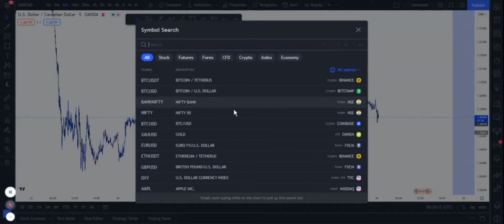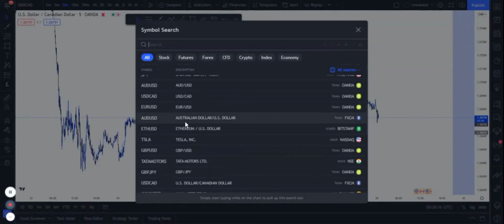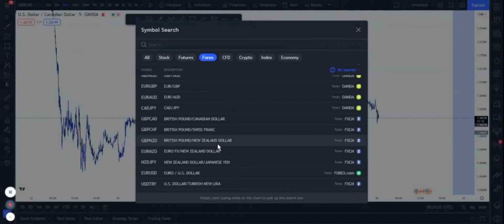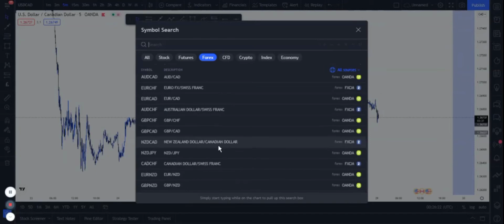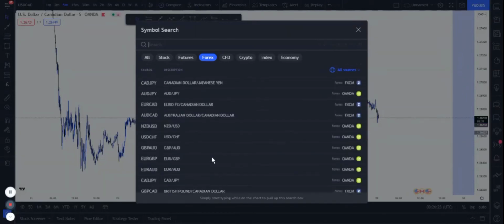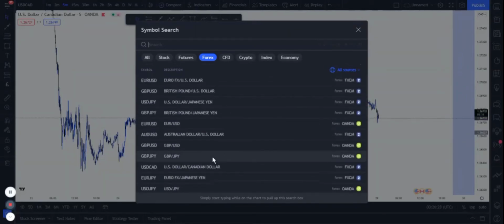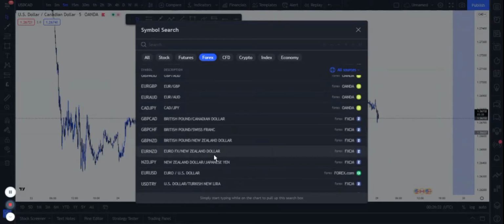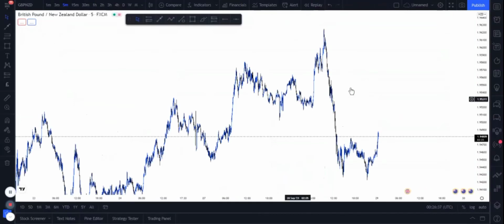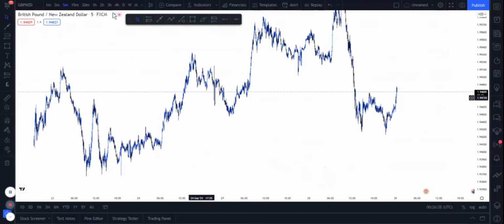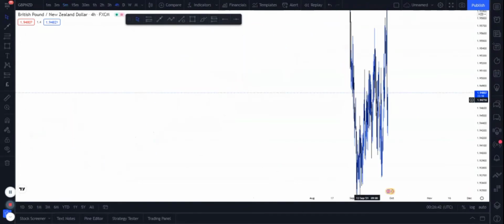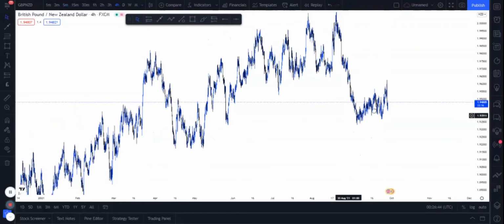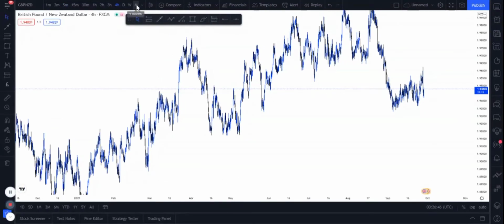I'm going to do the same thing I did in the previous video, just a random pair. Let me just go to Forex, a pair I don't trade and use the system on. This GBP NZD, hopefully. Yeah, I know, never looked at it before.